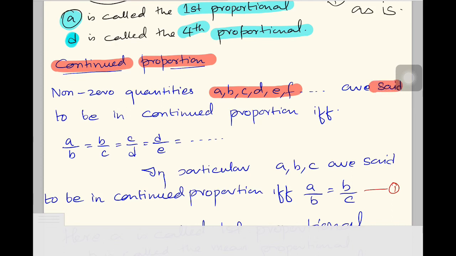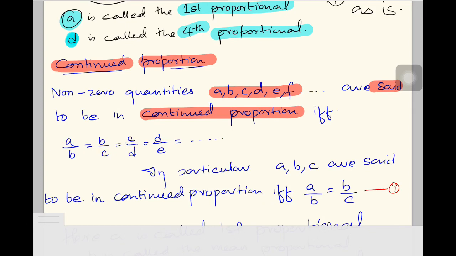For continued proportion, a general definition would be: many quantities like A, B, C, D, E, F are said to be in continued proportion if, look at this special one, A by B equals B by C equals C by D equals D by E. Can you see it here? And it goes on and on. Look at it carefully.